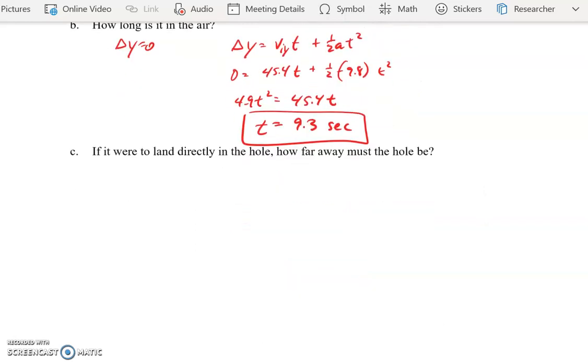C wants to basically know the range, so I'm going to take my Vx, which is 12.16, and multiply by the time. And that gives us 112.7 meters away.